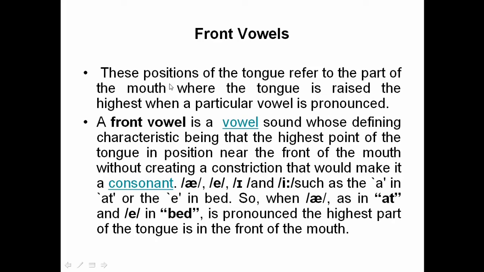Okay, so a front vowel is a vowel sound whose defining characteristic is that the highest point of the tongue is positioned near the front of the mouth. Now see that a, e, e, just in words like at, bed. So they are pronounced with the highest part of the tongue in the front of the mouth. Pronounce the a. Your highest part is just close to the mouth. You can see that in front of a mirror when you utter the words.